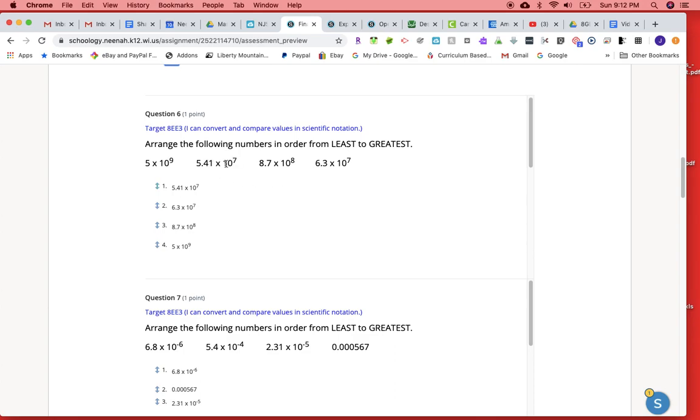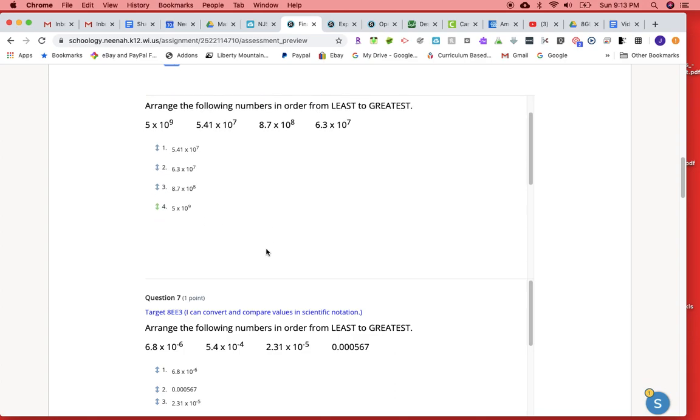5.41 times 10 to the 7th would be our smallest number. And we're going from least to greatest. So that one's in the right spot already. So we're done with that one. Then it would go our 6.3 times 10 to the 7th. That's in the correct order, so we're going to keep that as second. Then we're going to look at our exponents of 9 and 8. 8 is smallest, so it's going to be 8.7 times 10 to the 8th. And lastly, 5 times 10 to the 9th would be our largest number. These are right in order. We didn't have to move anything.